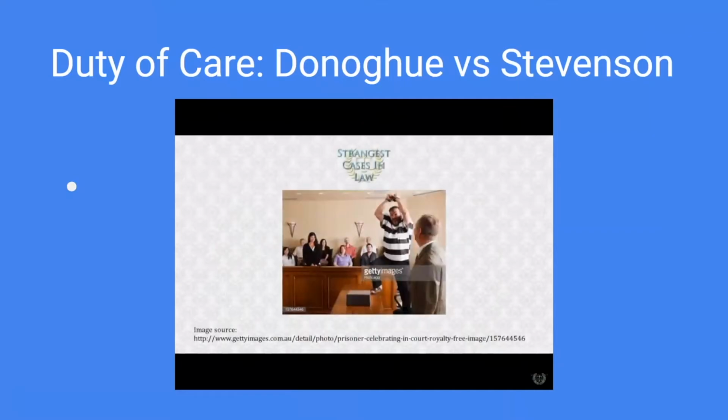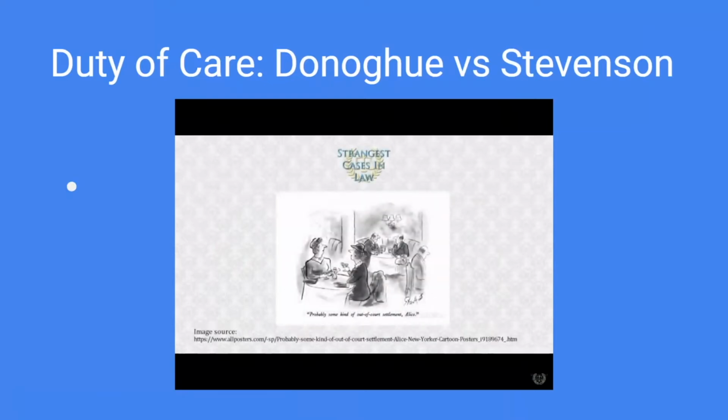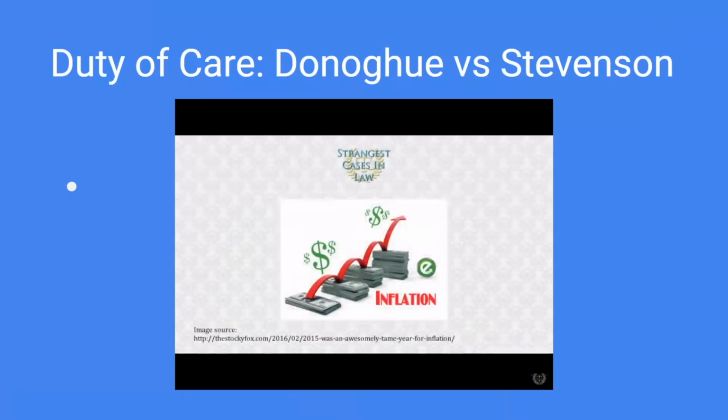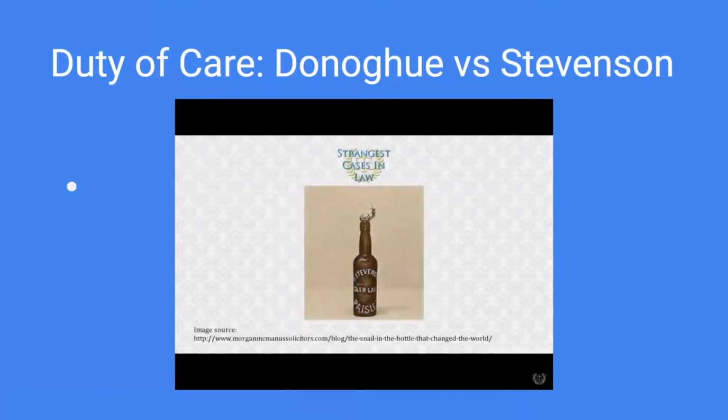Miss Donoghue was successful in her claim, although the case settled outside of court in 1934 for £200, which would be £13,141 today. Mr. Stevenson had a duty of care to ensure that snails did not get into his bottles.